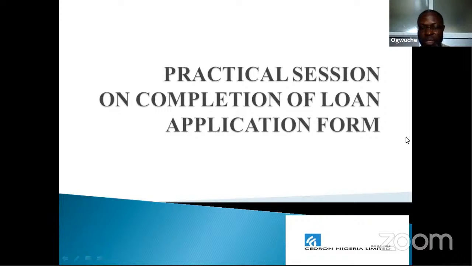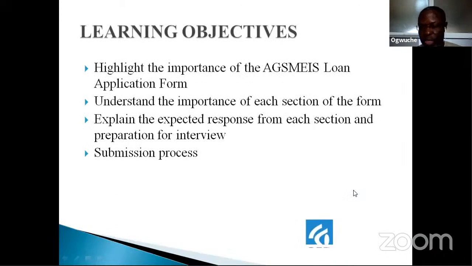We're trying to make it easy for our members to know the expectations, to know what's expected to complete in those forms. Right. So having said that, the topic for the day is on the platform right now. It's a practical session on completion of loan application form. So we'll be going through the forms together. Let's start first with the learning objectives. What are the learning objectives for this particular topic?